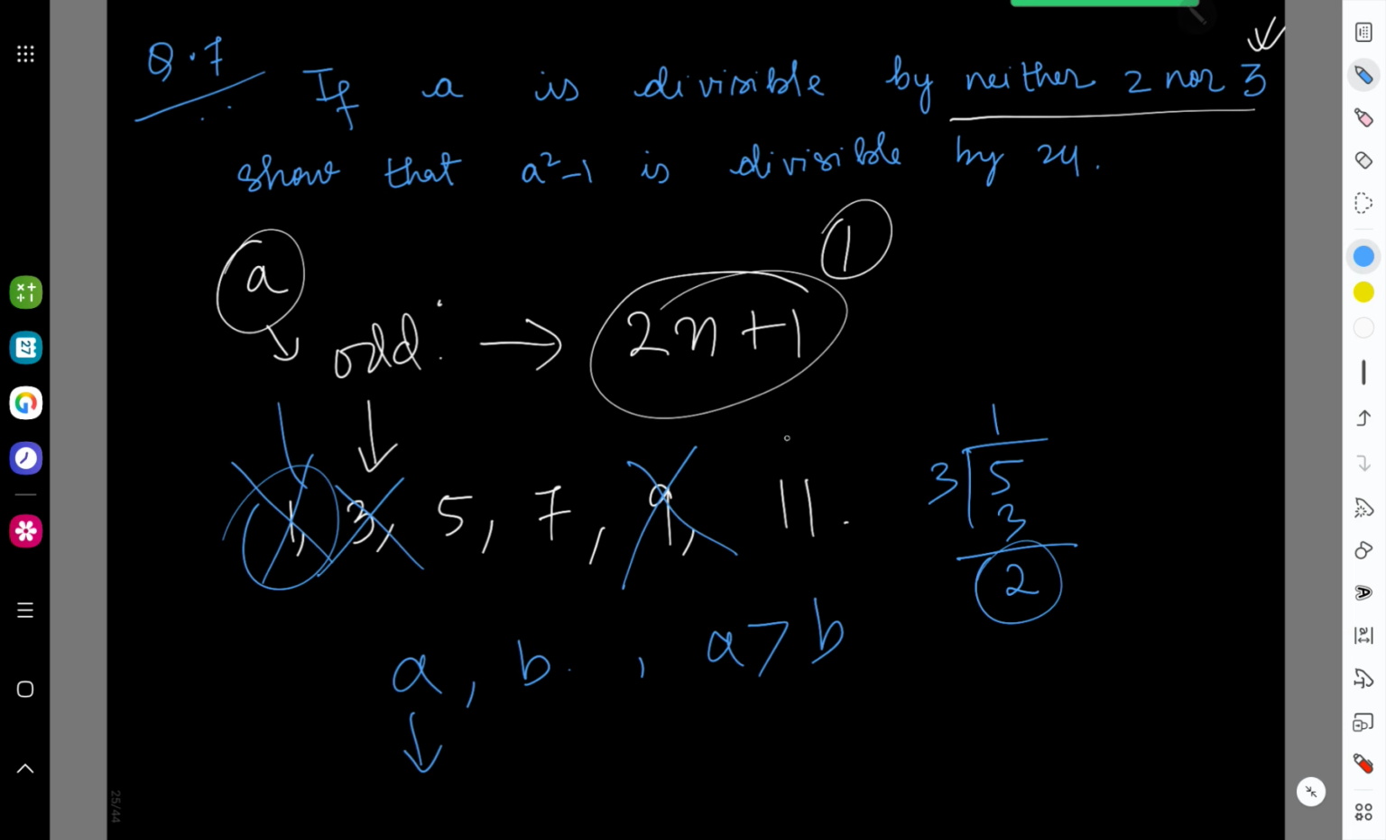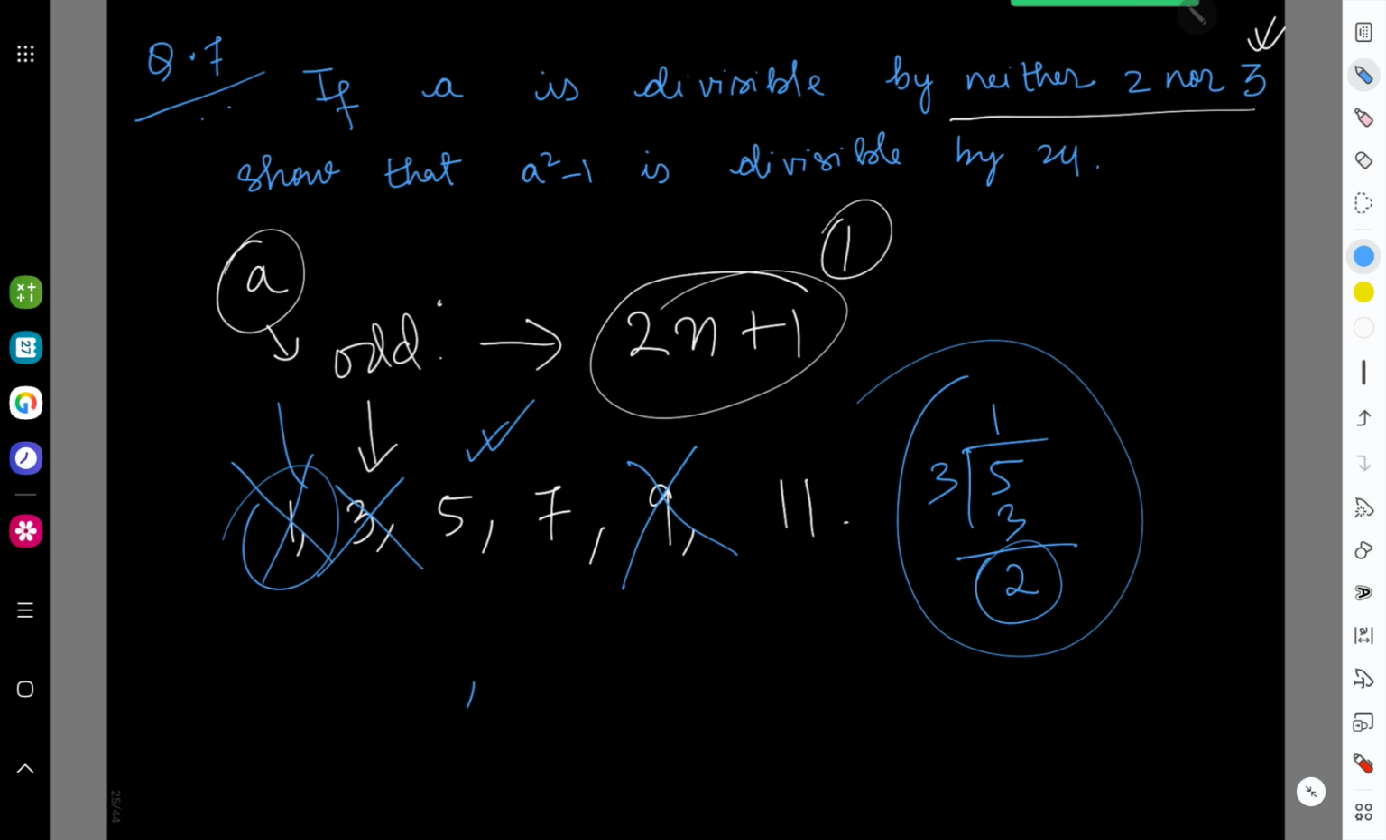Okay, so we have divided 5 by 3. Our remainder is 2. When we divide 7 by 3, our remainder is 1.